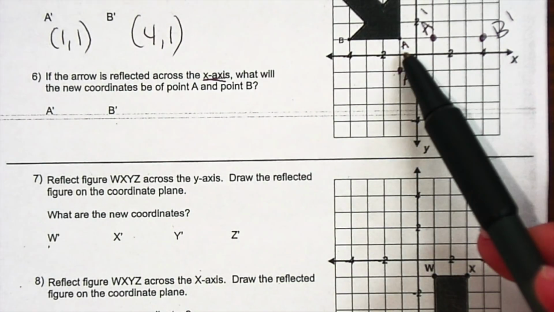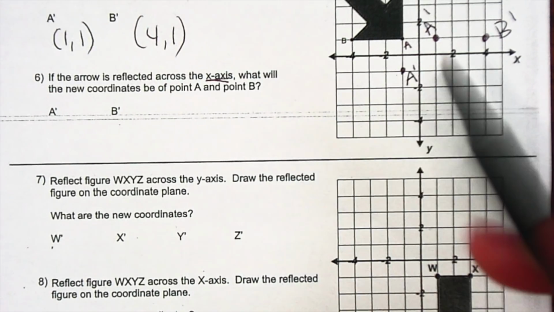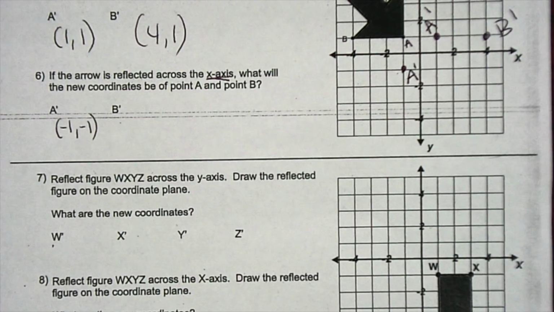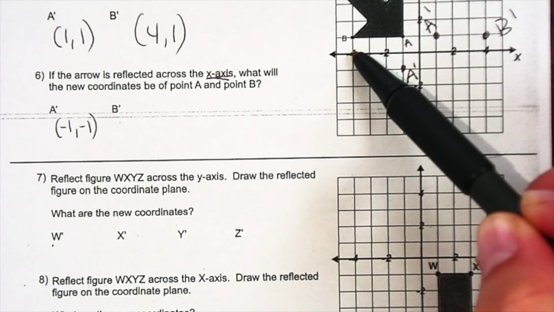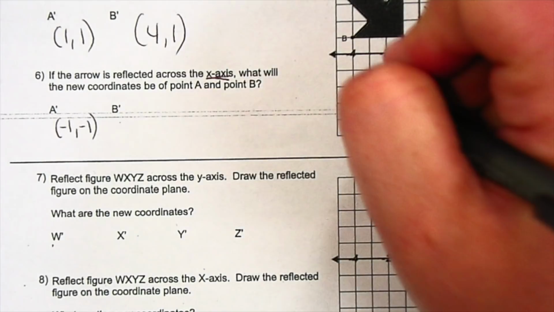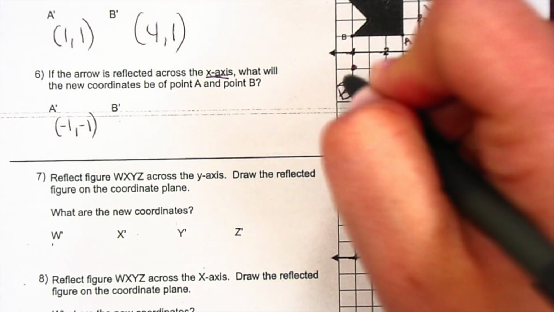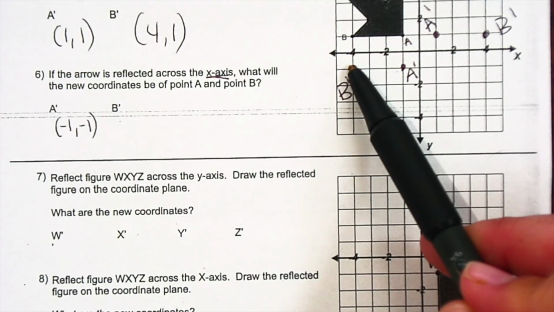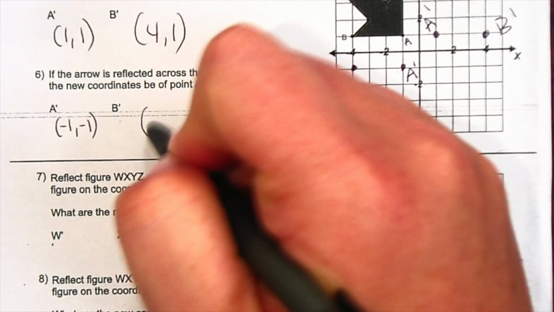So we still have the x coordinates in common, so negative 1. But instead of going up 1, we now need to go down 1, which should make A prime a negative 1 and a negative 1. Same thing with B. B is going to move down 1 towards the x-axis and 1 more below the x-axis. That's going to be B prime. So instead of a positive 4, we're going to have a negative 4. Instead of a negative 4, we keep that, but it becomes a negative 1.